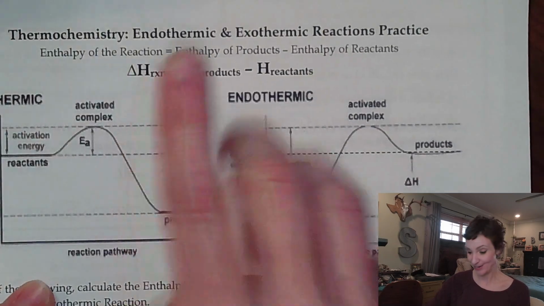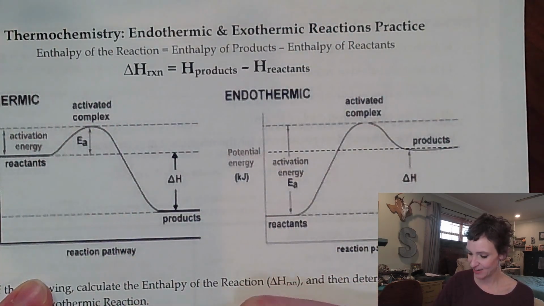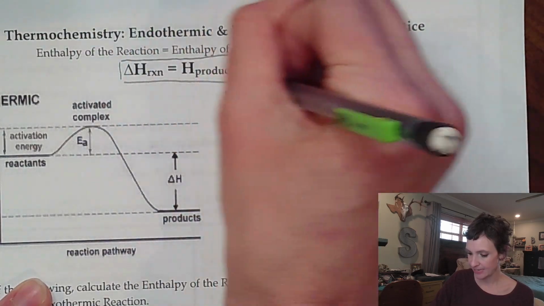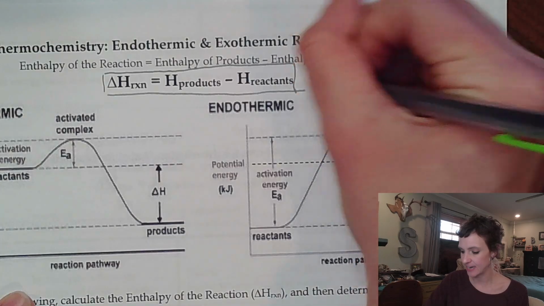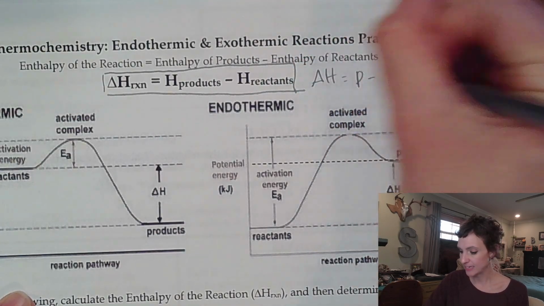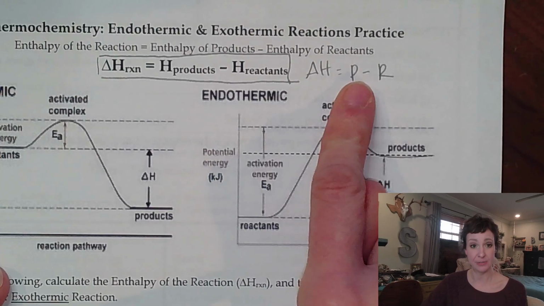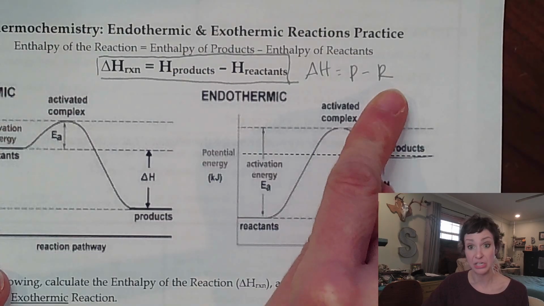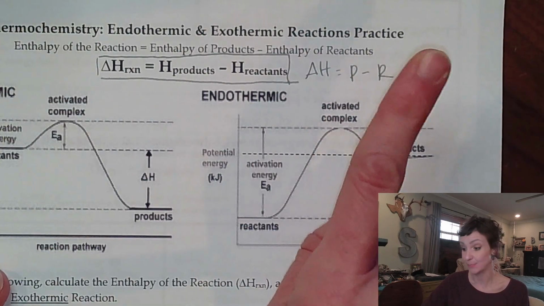Here's our big papa equation, right? The delta H of the reaction is equal to the products minus the reactants. I cannot stress enough how important this is. It takes you 2 seconds to write what equation you are writing. I will not make you write that whole thing out. Products minus reactants, products minus reactants.